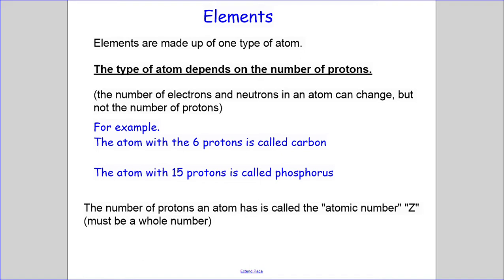The number of protons an atom has is also referred to as its atomic number, which you will sometimes see represented by the letter Z. Okay, it must be a whole number, it's not a decimal. We don't have parts of protons or neutrons or electrons, they're whole number values.